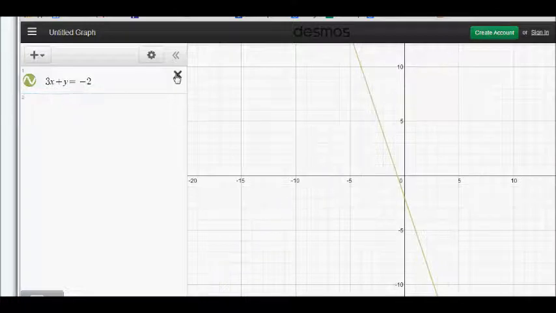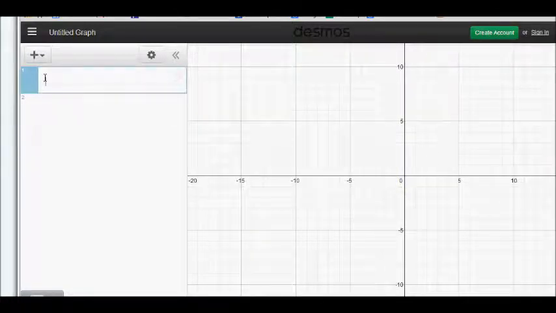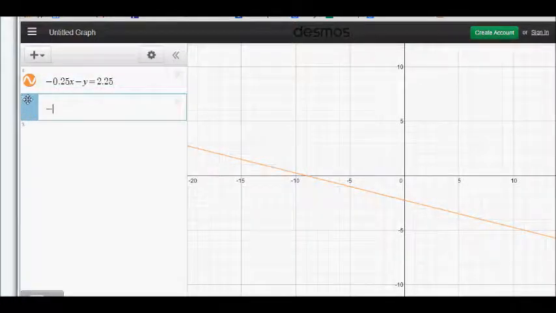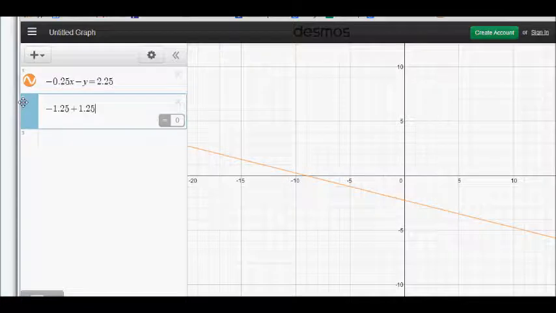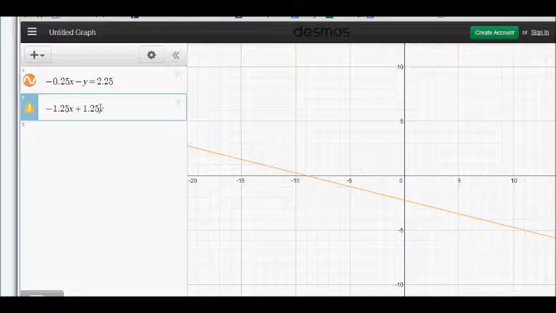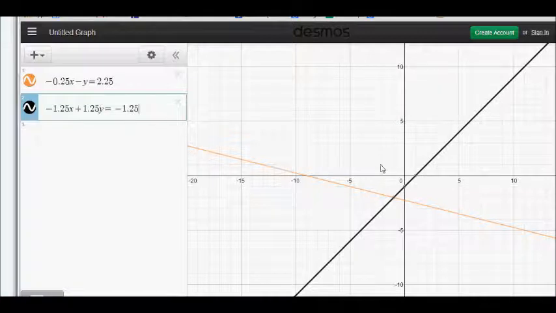All right. So again, if I do the next one, I'll do all 5 of these. So I'm going to do a negative 0.25x minus y, and that's going to equal 2.25. My other equation is going to be negative 1.25x plus 1.25y. Oh, I forgot my x in there again. It wasn't graphing because I didn't put my x in there, equals negative 1.25. It's graphed both of them, and I can see this is my intersecting point.